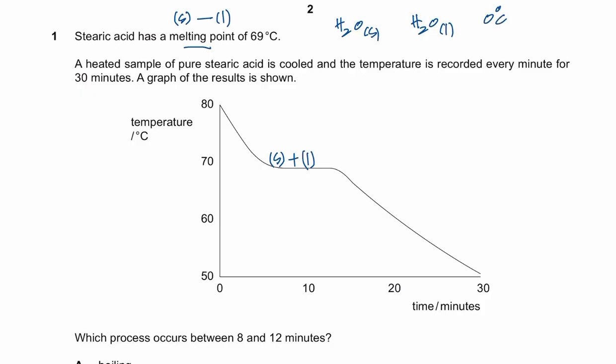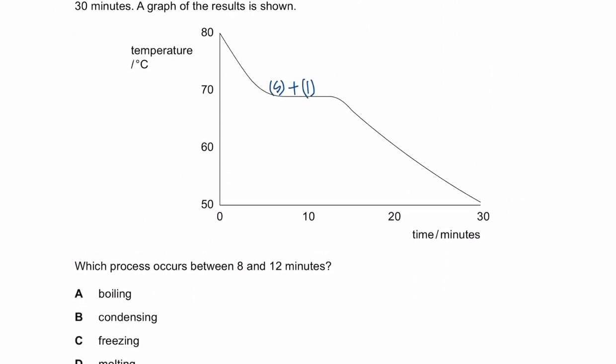If I say what's the freezing point of H2O, it's again 0 degrees Celsius, right? The only difference is if I'm cooling it down, I call it the freezing point. If I'm heating it up, I call it the melting point, right? And the process is called melting and the process is called freezing. Okay? So which process occurs between 8 and 12 minutes?